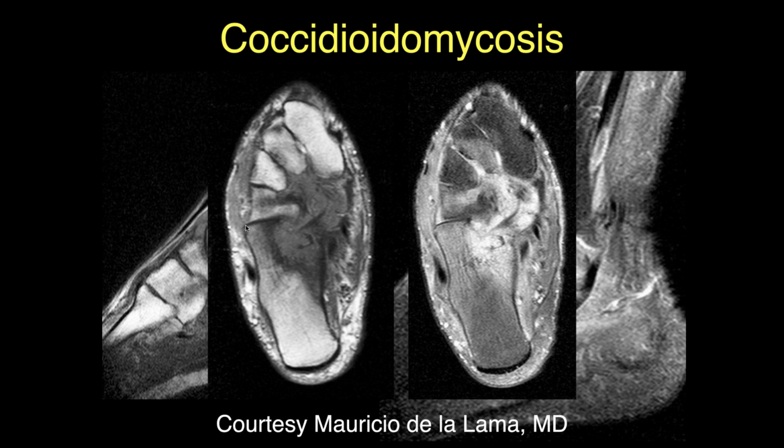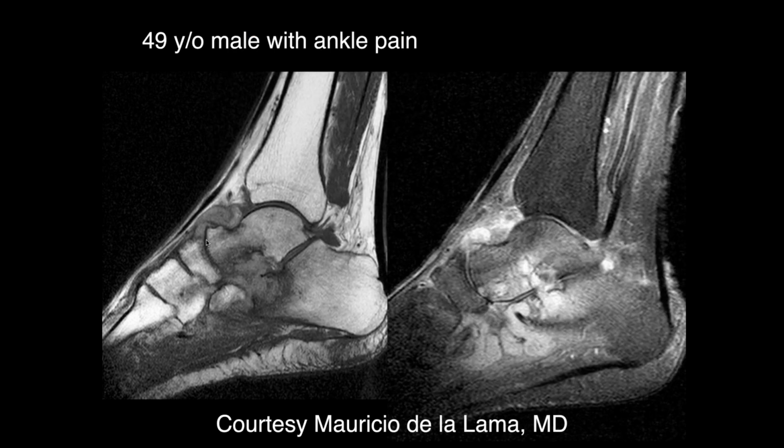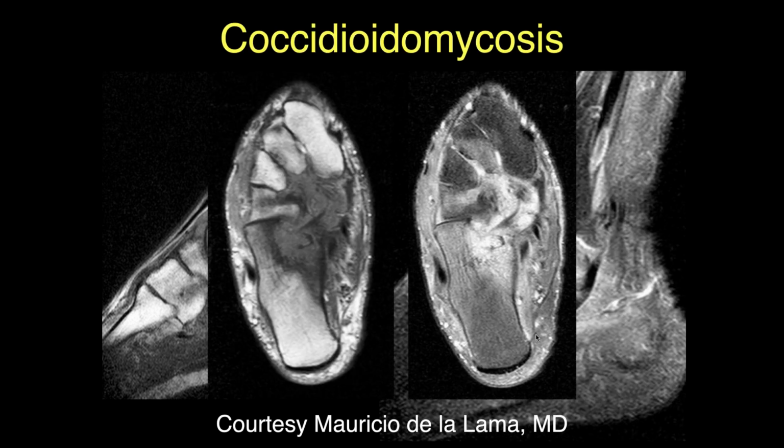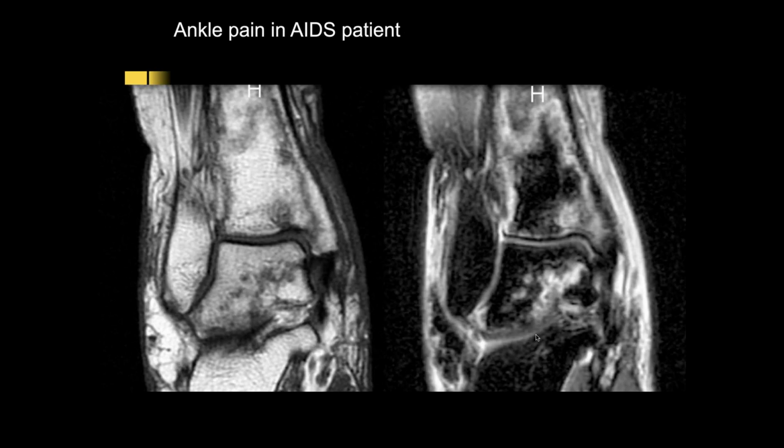Yeah, this happened to be cocci. This was here in California, and notice you're really obliterating the sinus tarsi here. So a lot of erosive changes, and then a lot of synovial thickening and ill-defined bone marrow edema, and this was all coccidioidomycosis. Okay, Michael.